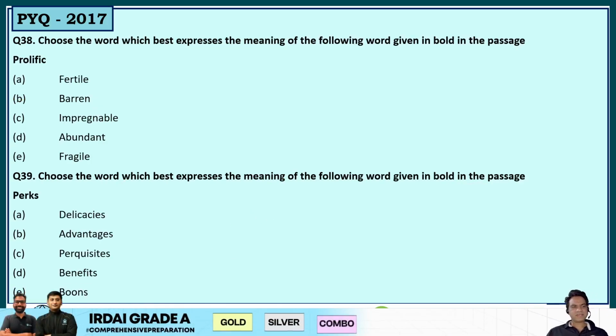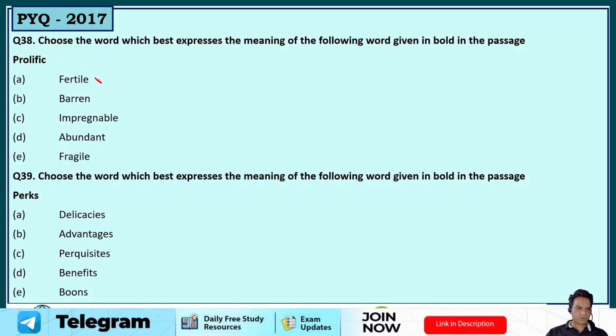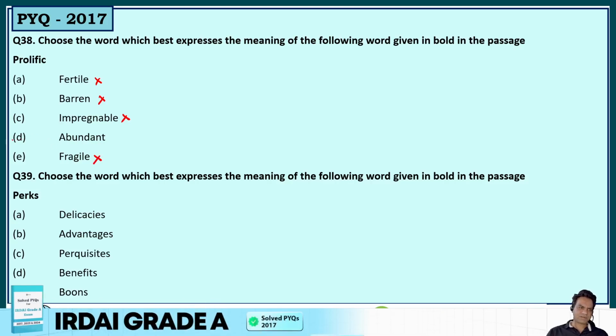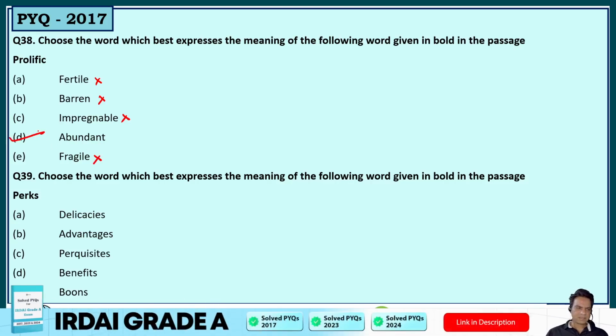Alright guys, question number 38. Choose the word which best expresses the meaning of prolific. Prolific is fertile? No. Barren? No. Impregnable? No. Fragile, which can break very easily? No. Abundant, prolific, which is found everywhere. So abundant in amount, so that's prolific.